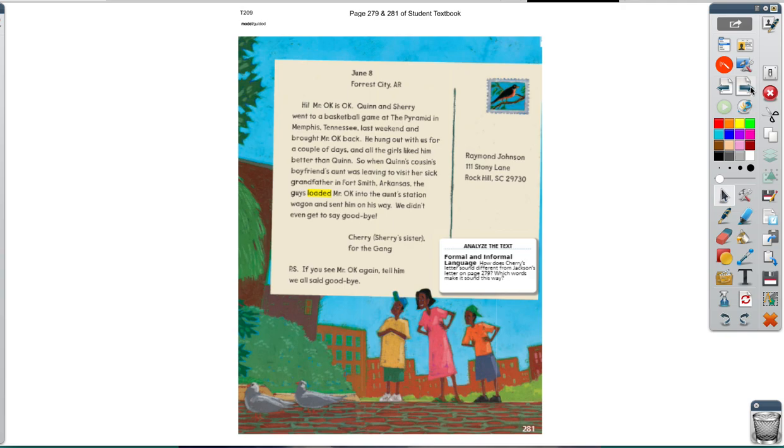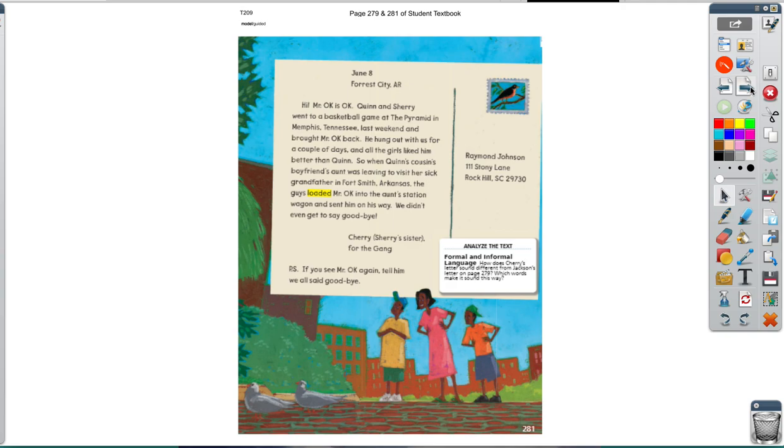Hi, Mr. OK is okay. Quinn and Sherry went to a basketball game at the Pyramid in Memphis, Tennessee last weekend and brought Mr. OK back. He hung out with us for a couple of days and all the girls liked him better than Quinn. So when Quinn's cousin's boyfriend's aunt was leaving to visit her sick grandfather in Fort Smith, Arkansas, the guys loaded Mr. OK in the aunt's station wagon and sent him on his way. We didn't even get to say goodbye. Cherry, Sherry's sister, for the gang. P.S. If you see Mr. OK again, tell him we all said goodbye.